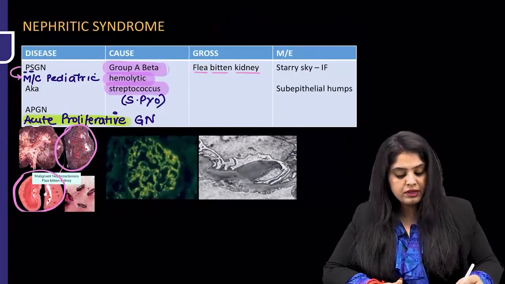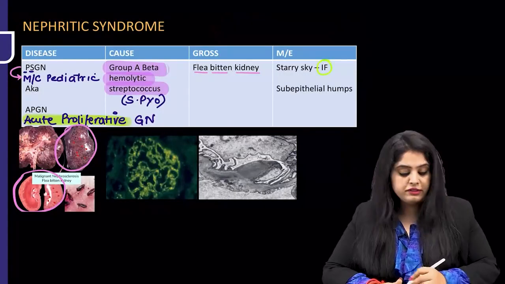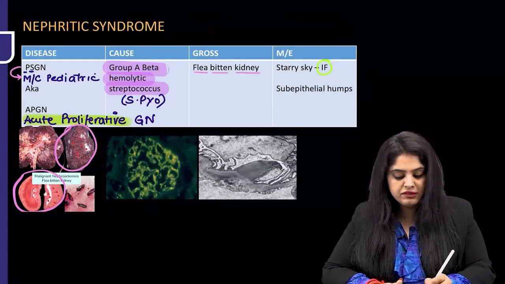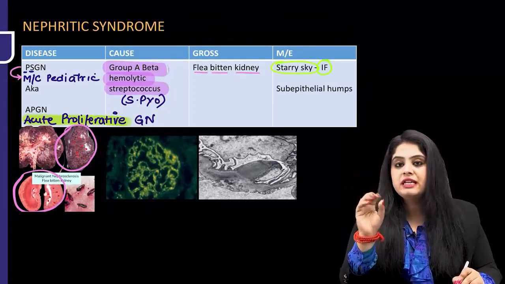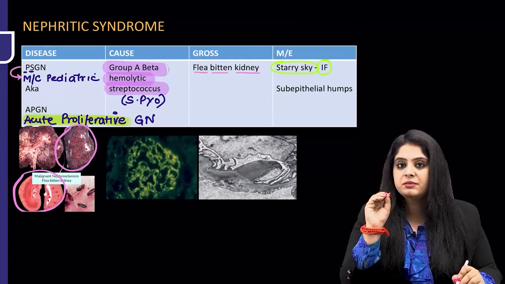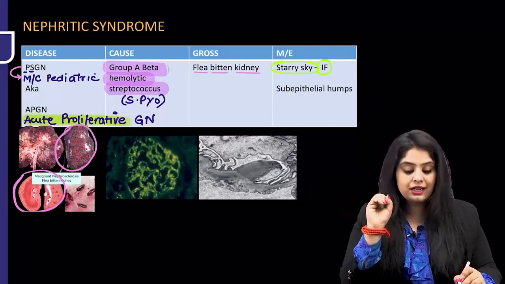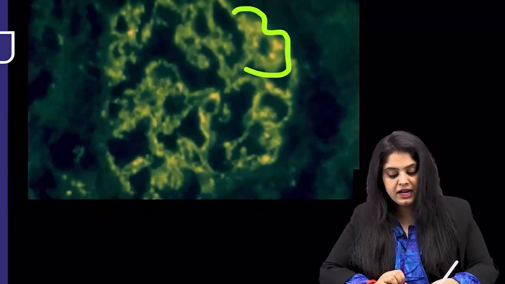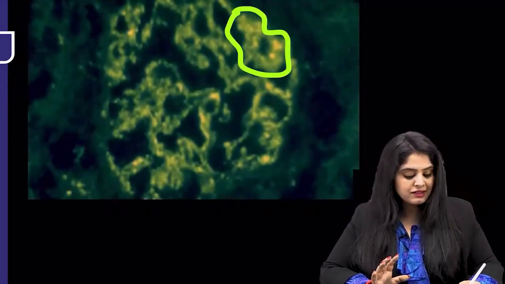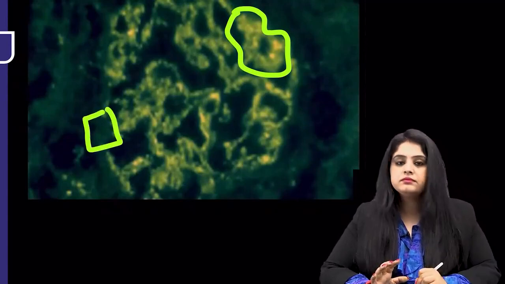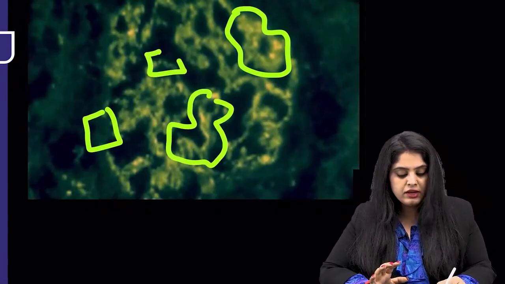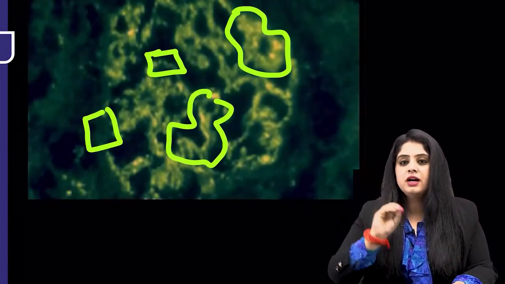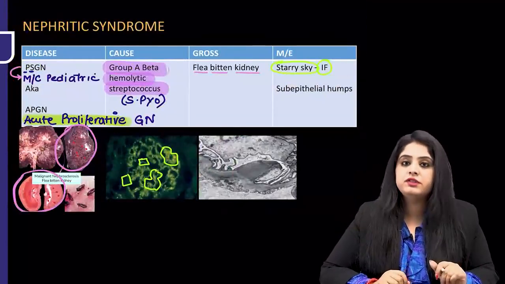What do you see microscopically? Firstly, you look at the immunofluorescence, and immunofluorescence shows you the very famous starry sky pattern. What is starry sky? Starry means something is shining and something is dull. Something is blinking, something is dull, right? Bright and dark. So over here, if you notice, some areas are coming very bright, shining like stars, and some areas are looking very dull. Again, some areas are very bright, and some areas are very dull. So basically, shine and dark, starry sky appearance is what you see in PSGN.